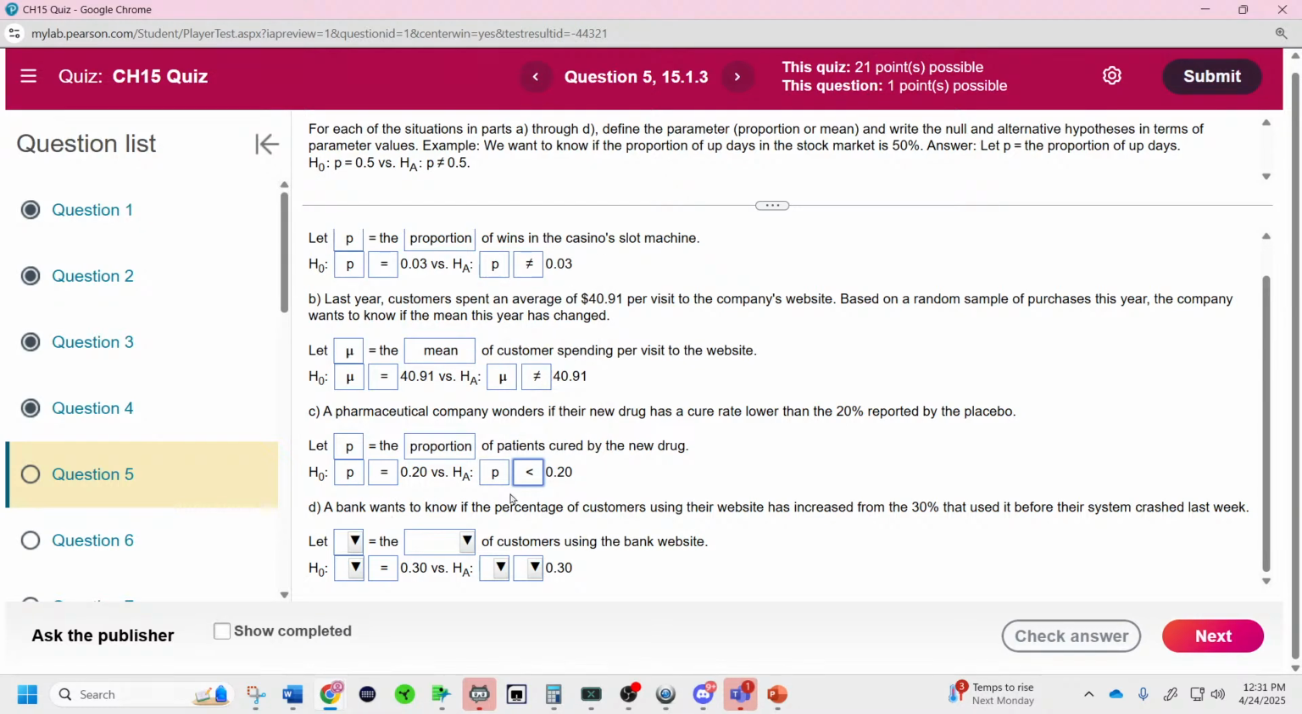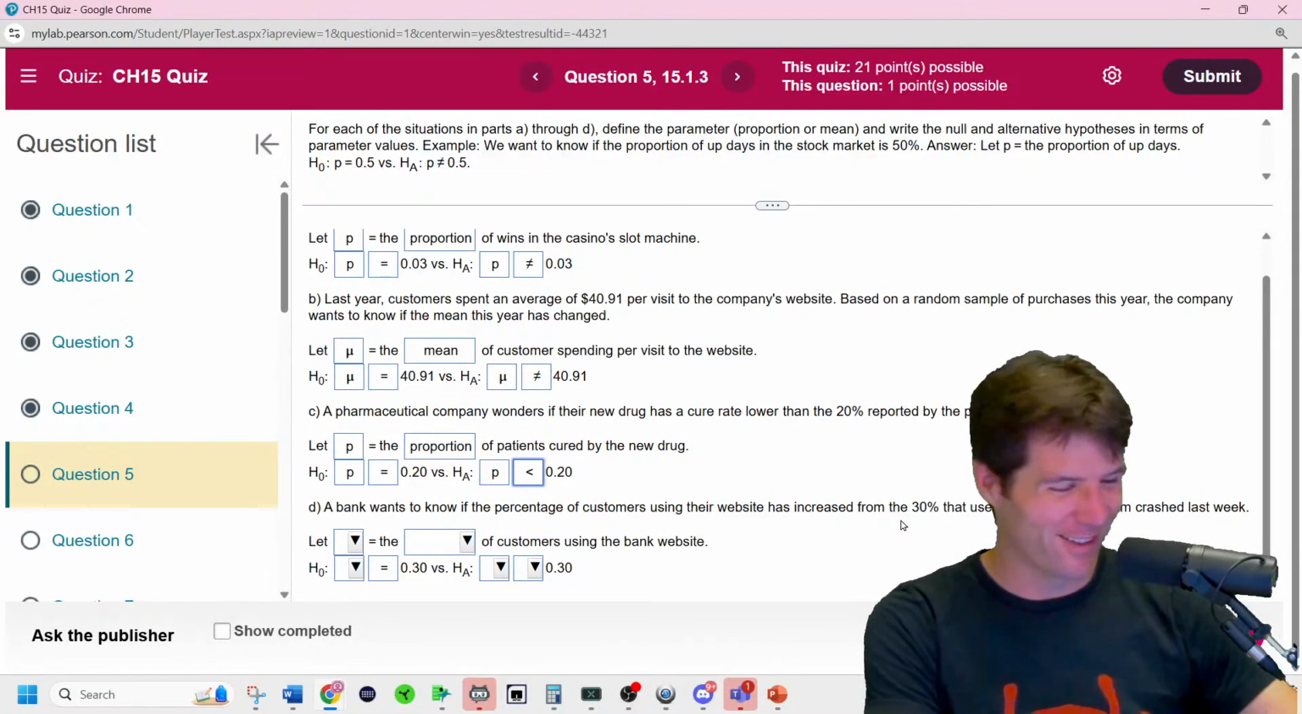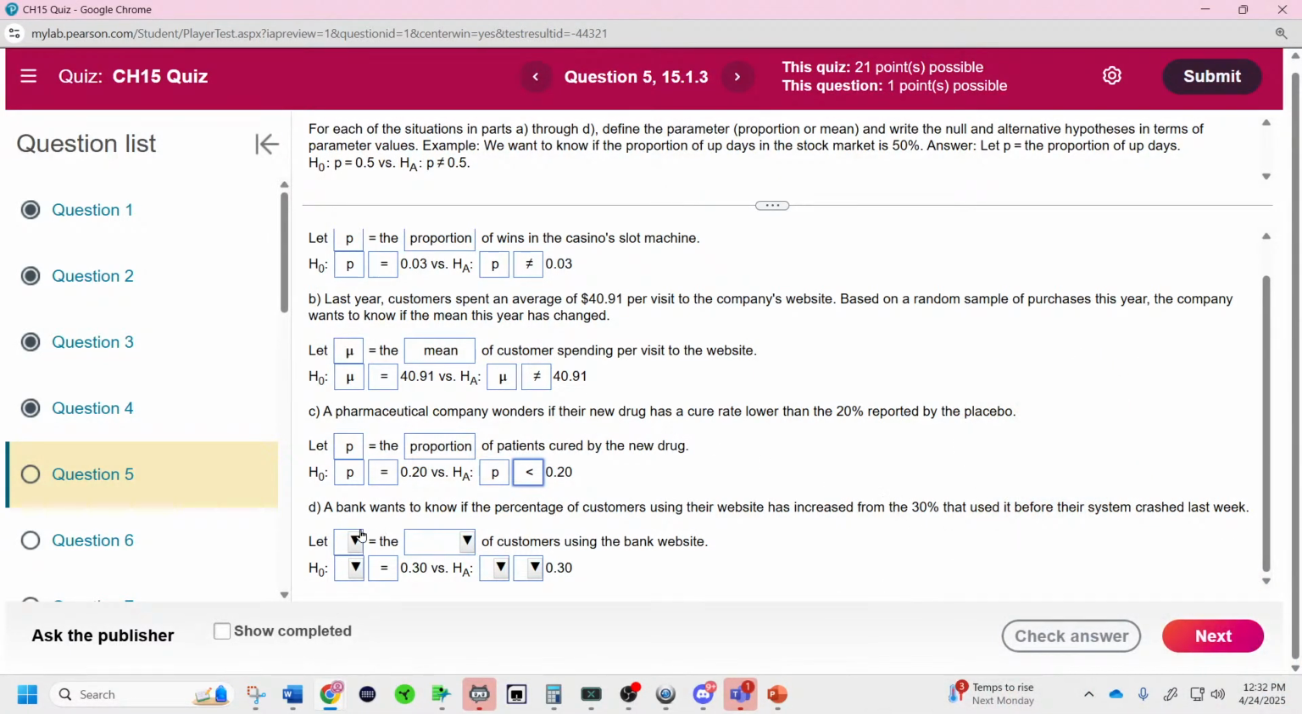Next one says the bank wants to know if the percentage of customers using their website has increased. Is using the website a categorical proportion? Yeah, it's the proportion of people who use the website. Who feels like, wow, this question is way easier? I know it's got a billion blanks, as long as you don't misclick. They want to know if it's increased, so they're asking, has it gone up? And we've done it.